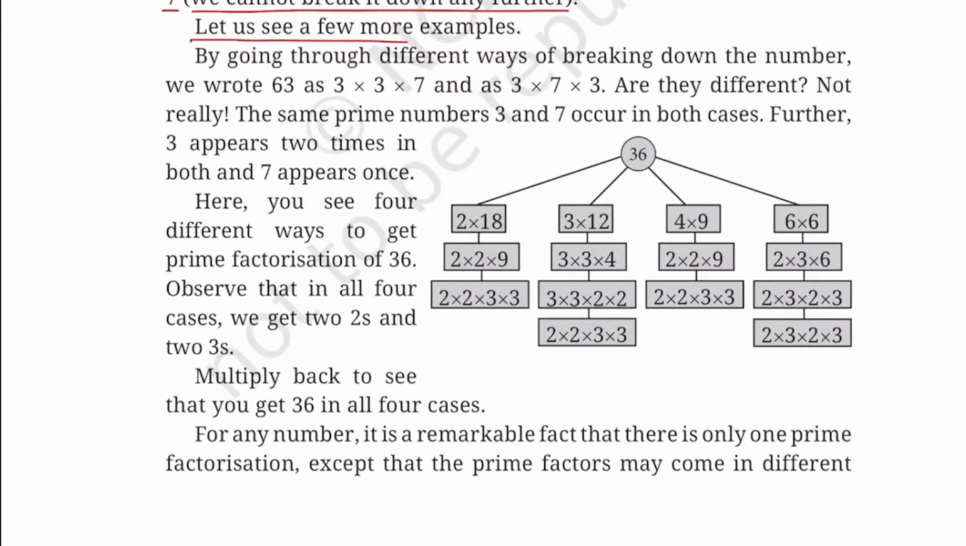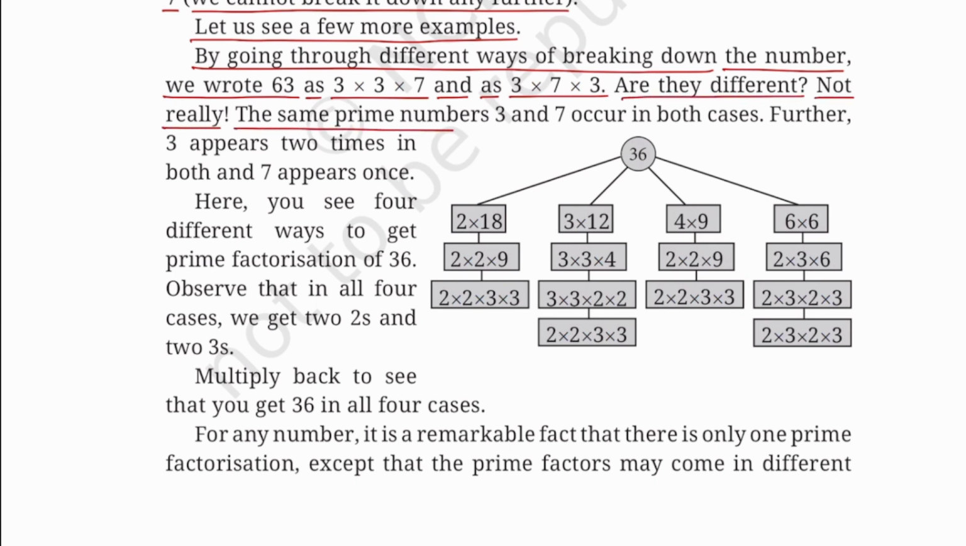Let us see a few more examples. By going through different ways of breaking down the number, we wrote 63 as 3 into 3 into 7 and as 3 into 7 into 3. Are they different? Not really. The same prime numbers 3 and 7 occur in both cases. 3 appears 2 times in both and 7 appears once.